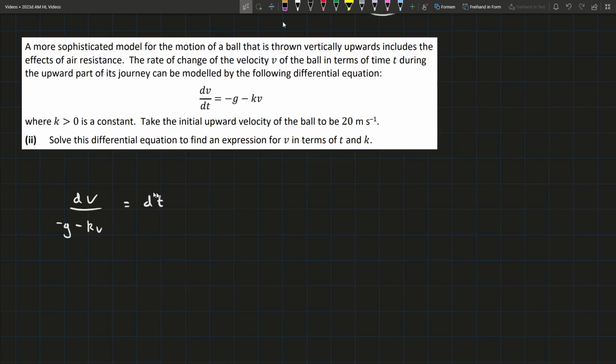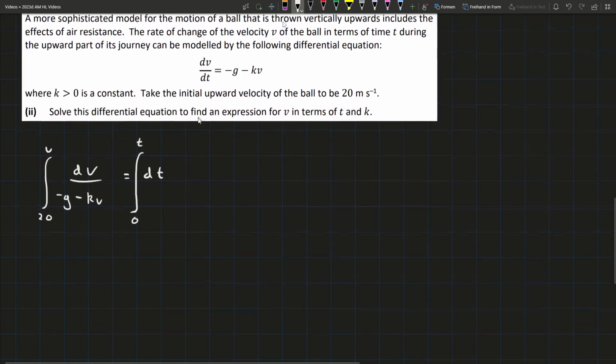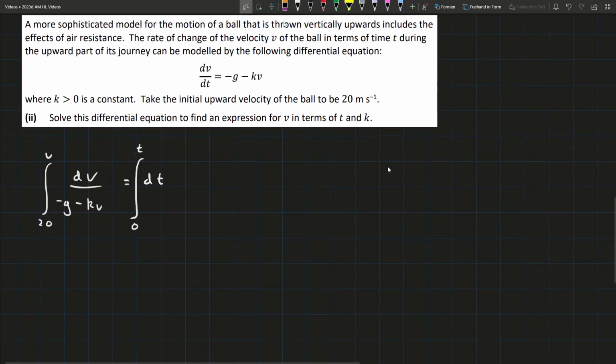When you do that, we can just integrate both sides. So velocity starts at 20 and goes up to some velocity v. You can do it without the limits and just do plus c at the end and solve for that, but I prefer to do it this way. Time starts from 0 and goes up to t. For this integral, we do have to do a u substitution, or you can do it in your head, but I will do the u substitution just to make it more clear.